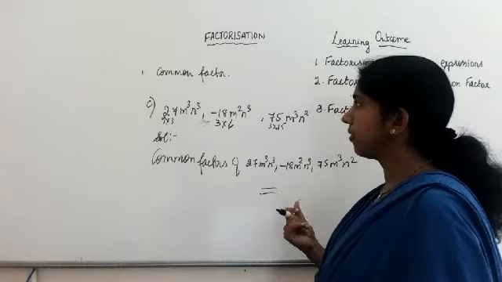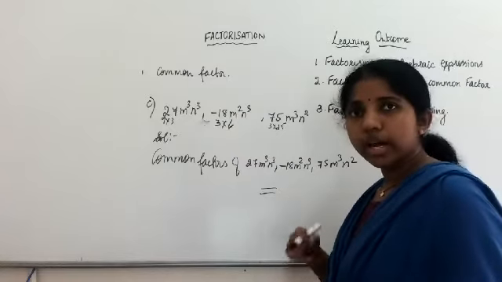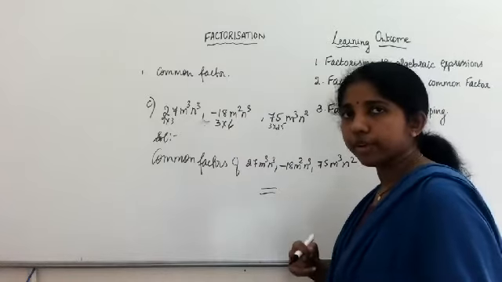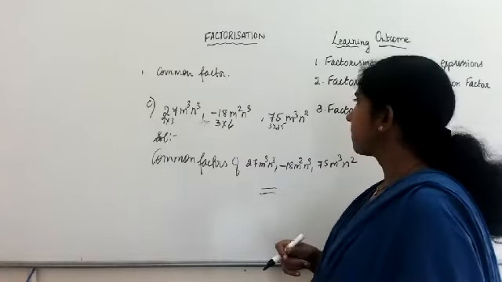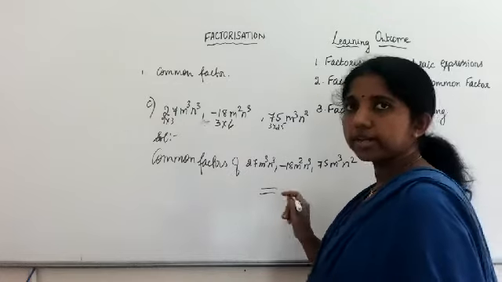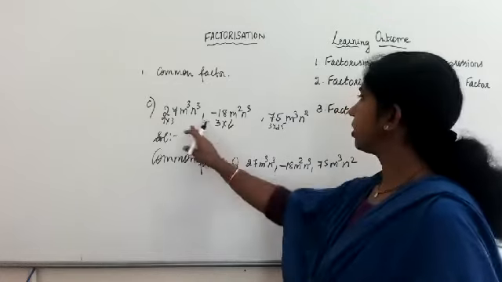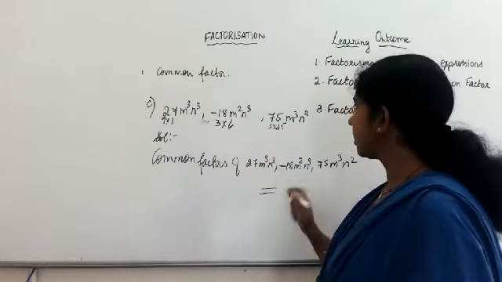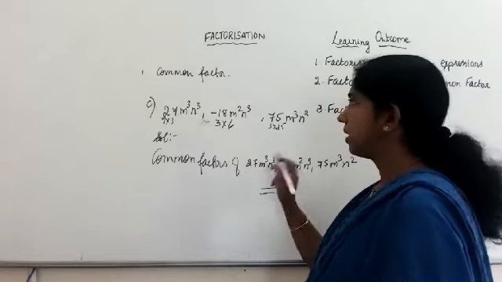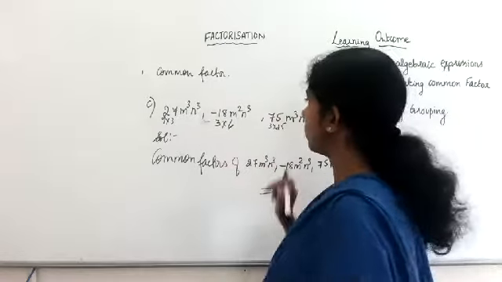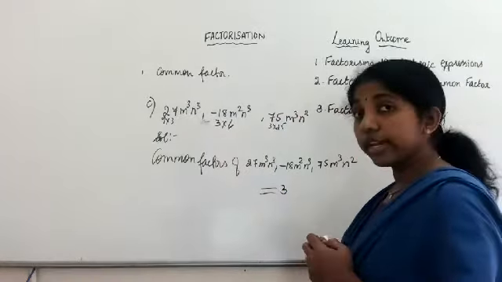Otherwise, what you have to do is find the HCF, the highest common factor. For HCF, you have a method: you can do long division, or you can do prime factorization, that also can be done. So here you can see that 3 is the common factor in the numerical values. Now we have to go for the variables.